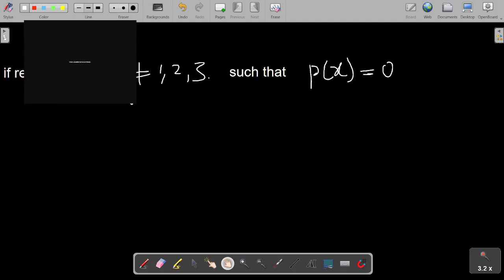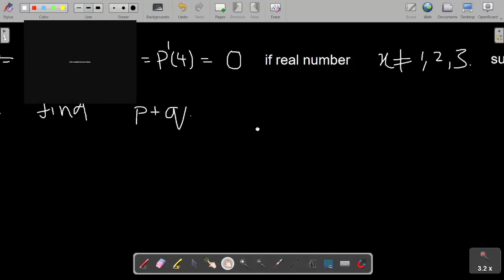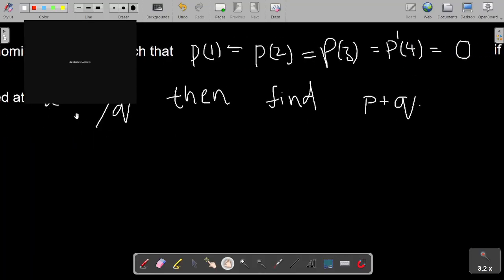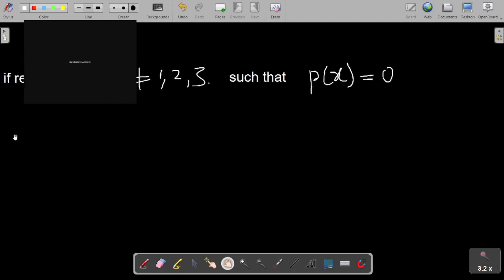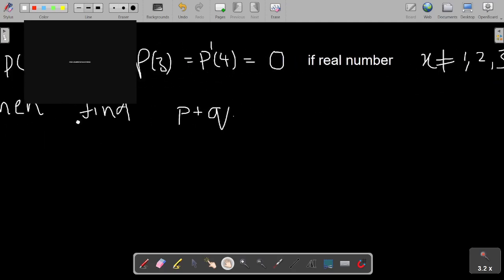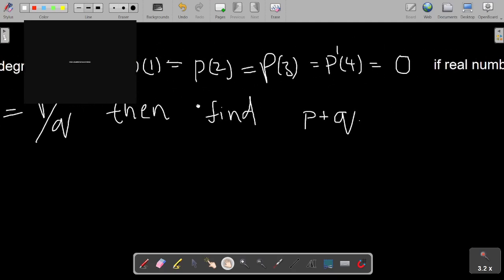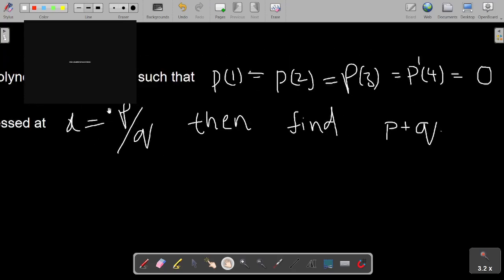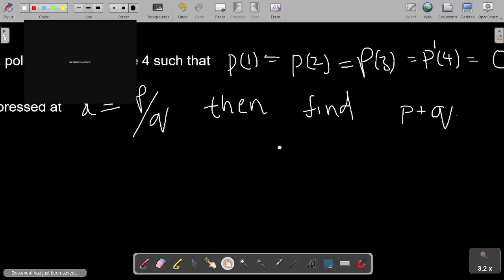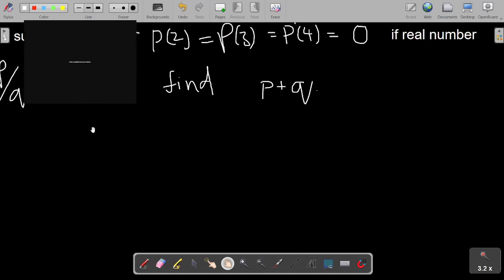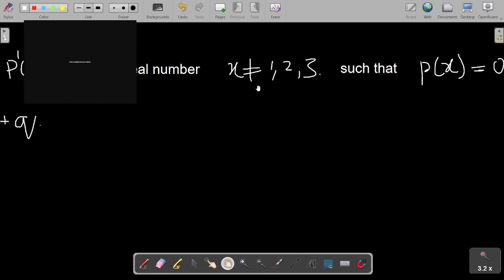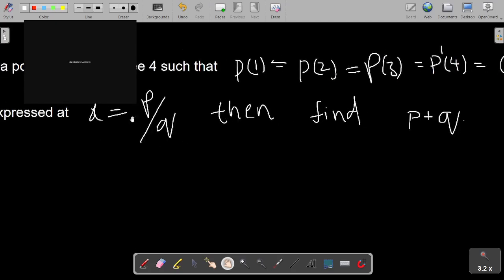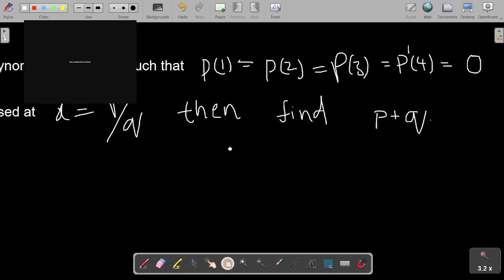We are not considering 1 and 2 and 3 for this x value. This is a separate x value, and we need to find that x value, and this condition is given. It will be in the form of p over q, so it is not an integer, we can say that. And they also say that x should not be equal to 1 or 2 or 3 for this particular expression.